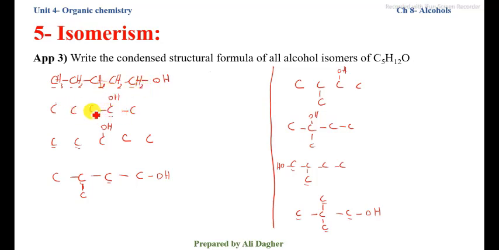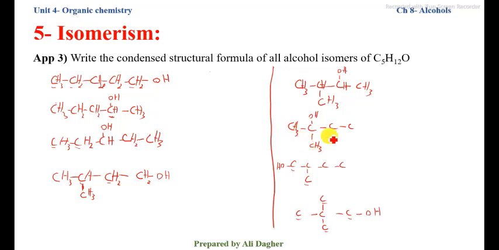Now, this carbon, CH3, CH2, CH2, this carbon is bonded to three other atoms. It needs one more bond with hydrogen atom, one hydrogen atom. This is CH3. Now, for this isomer, CH3, CH2, CH, CH2, CH3. The same for the other isomers, CH3, CH, CH, CH3, and CH3.